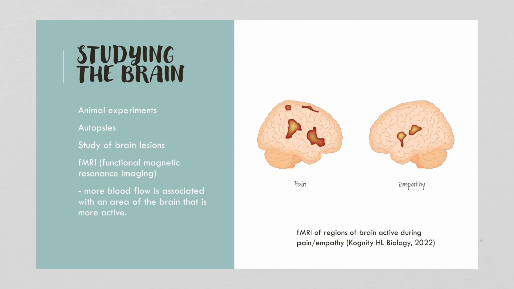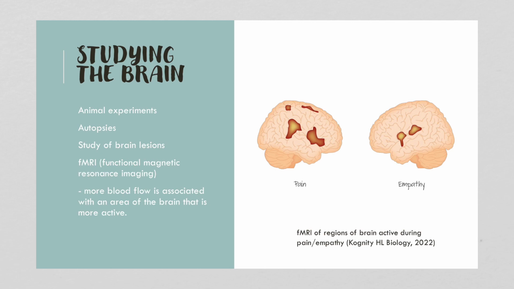So we weren't able to really know what parts of the brain did what until we could study the brain. So scientists would do animal experiments. People would do autopsies after somebody died. There was also the study of brain lesions. So if people had injuries somewhere in the brain but survived, doctors and scientists would explore what was lost with that damage to the brain.